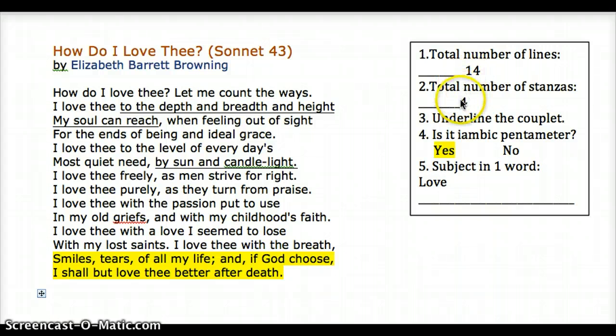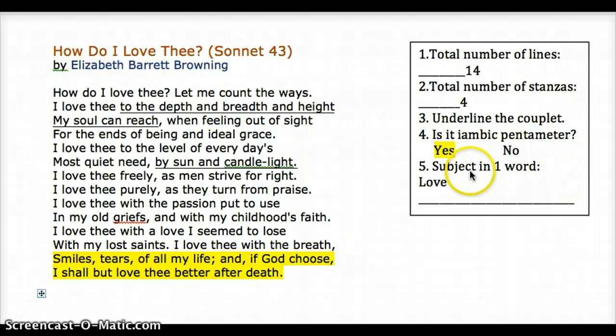So, yes, there are 14 lines. Yes, there are 4 stanzas. The couplet is here, always at the end. Doesn't always have 2 rhymes here. And yes, it's in iambic pentameter. How do I love thee? Let me count the ways.